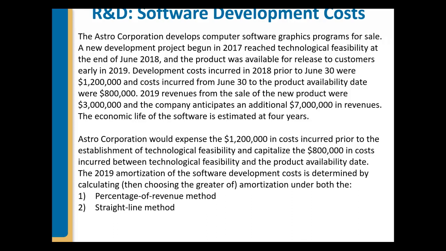So the amortization of capitalized computer software development costs begins when the product is available for general release to customers. The periodic amortization percentage is the greater of the ratio of current revenues to current and anticipated revenues, which would be the percentage of revenue method, or the straight line percentage over the useful life of the asset, shown here.